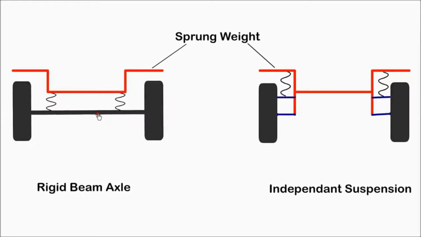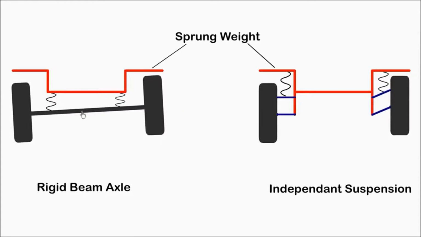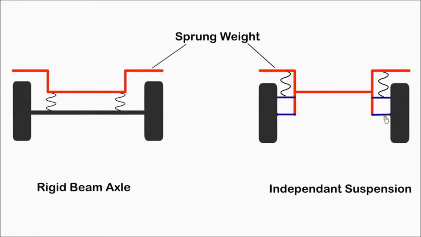Also, the up and down movement of one wheel will also affect the other side, reducing comfort for the occupants. However, they are strong and have good load-bearing capacity, suitable for trucks. With an independent suspension, each wheel is connected by its own linkage and its movement does not affect the other wheel. An independent suspension has less unsprung weight and allows the wheels to move independently of each other.